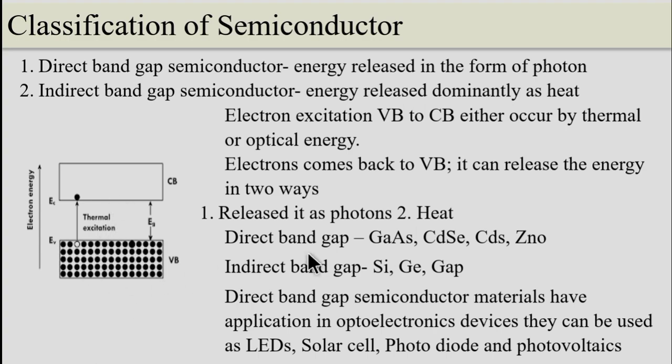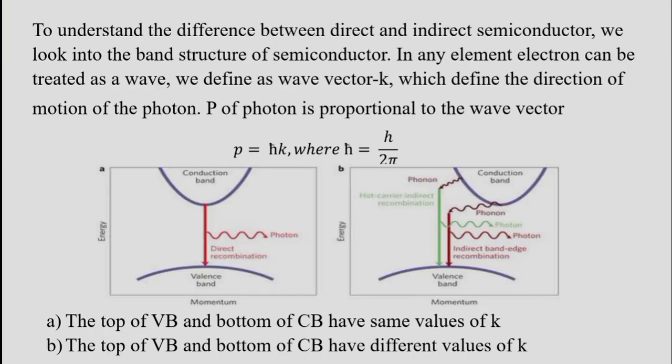Examples of direct band gap semiconducting materials are gallium arsenide, cadmium selenide, cadmium sulfide, and zinc oxide. Examples of indirect band gap semiconducting materials are silicon, germanium, and gallium phosphide. Now this has very important applications. Direct band gap semiconductor materials have application in optoelectronic devices. They can be used as LEDs, solar cells, photodiodes and photovoltaics.